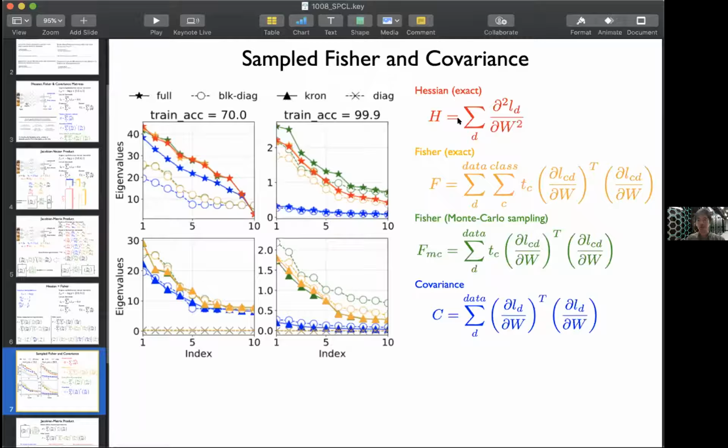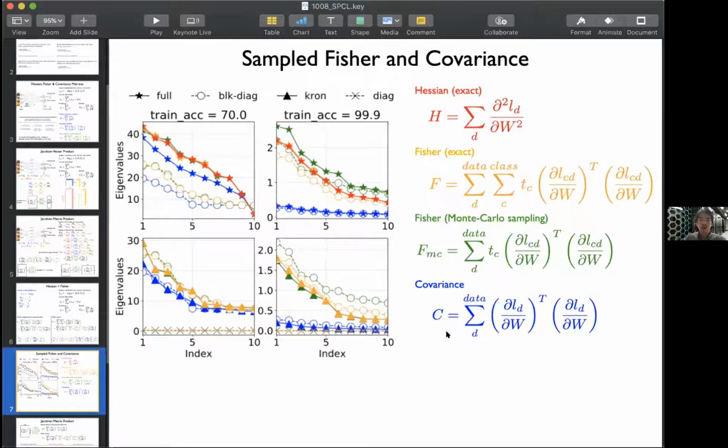But the point I want to make here is the equivalence between H and F. You see them almost on top of each other. What we're looking at here are the top 10 eigenvalues. So you can see that the eigenvalues drop quite rapidly for all of these matrices, but we are able to compute them efficiently using either the Hessian or the Fisher, or this sampling technique, which is even faster than computing the Fisher, and the covariance, which is the fastest, but not very accurate.